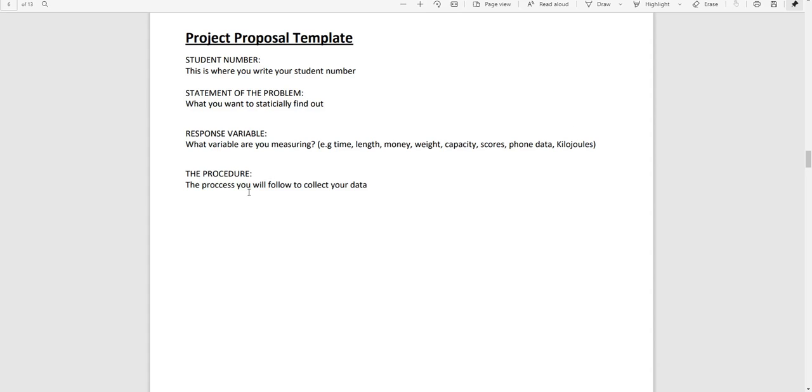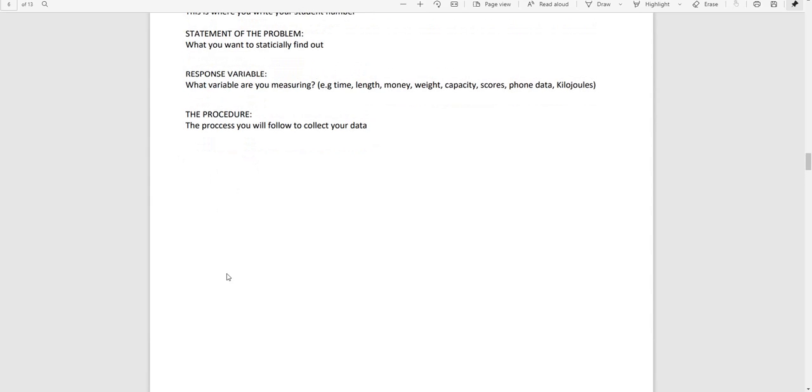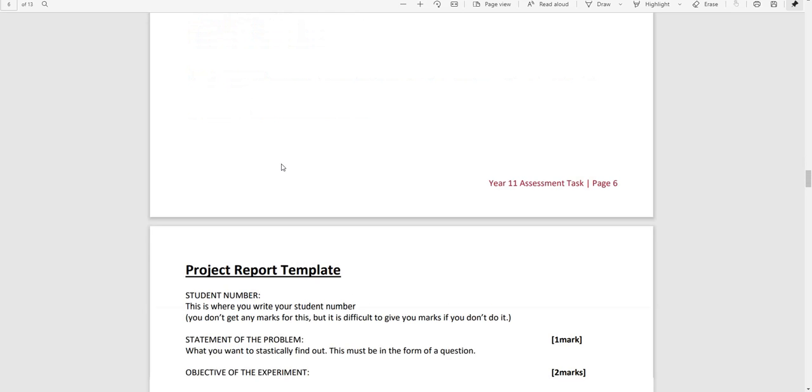The procedure you will follow to collect your data. So you explain to me how you're going to collect this data, because the procedure should be replicable. Basically, I should be able to follow your procedure and complete the same task and collect information the same way. So you have to write instructions clear enough so that the experiment could be done by somebody else.